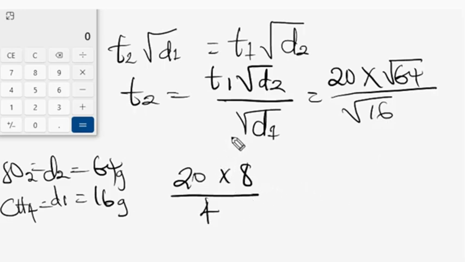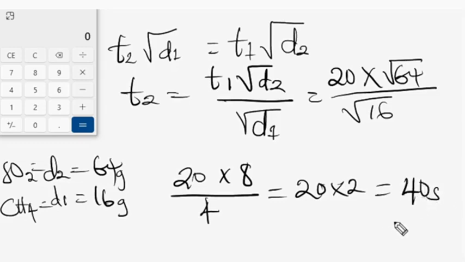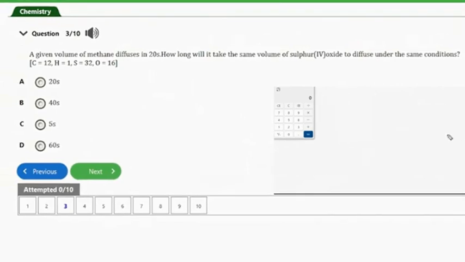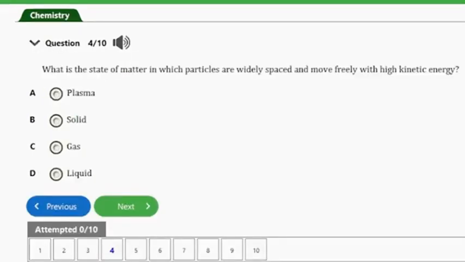So here it's going to be 20 times 8 over 4. And guys, this is going to be 20 times 2, since 8 over 4 is 2. So this will be 40 seconds. So guys, the answer to this question here will be 40 seconds. Let's go ahead and wipe this out. And the answer to this question, guys, is option B. That's 40 seconds.